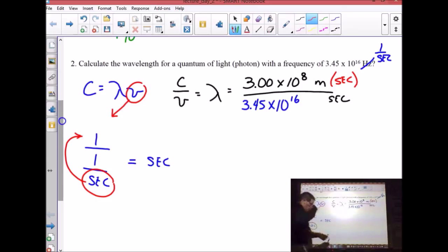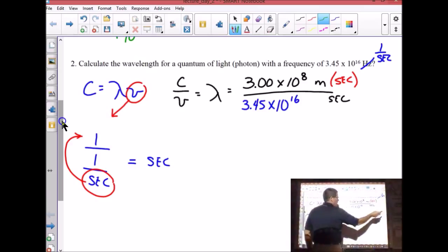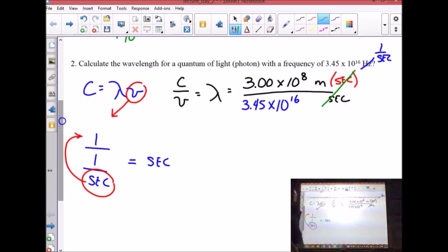Okay, so what happens to the units here? Can anybody cancel out? Seconds, yeah. So the meter stays in play, and we want it to be there because when we talk about wavelength, we're looking for a length there. So let's find out what that's equal to.